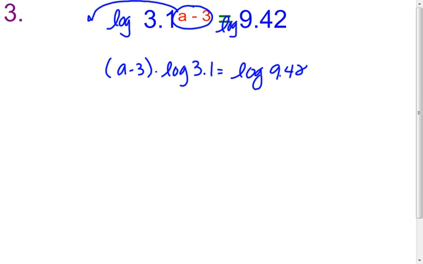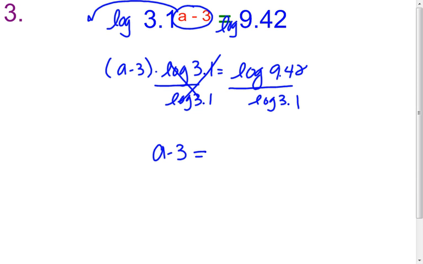Okay. And now at this point, you can divide by log of 3.1 to get that a minus 3 by itself. So then I have a minus 3 equals, and I can put that mess into my calculator. So I will take log of 9.42 divided by log of 3.1. Go ahead and try it.